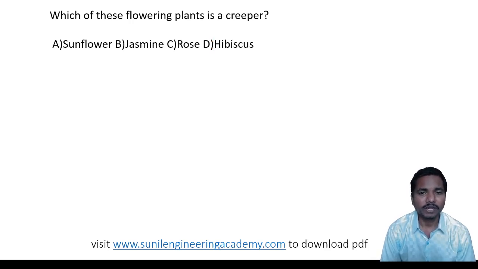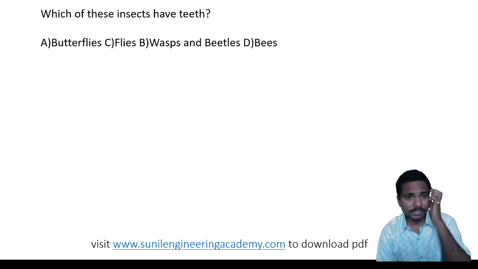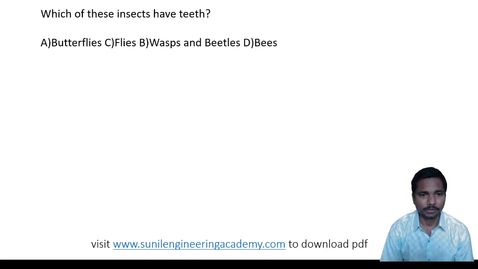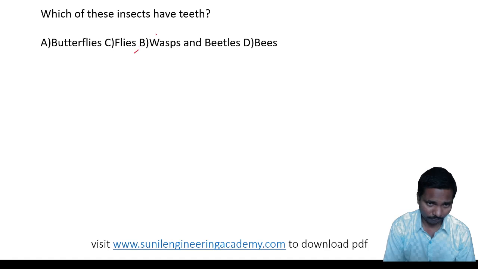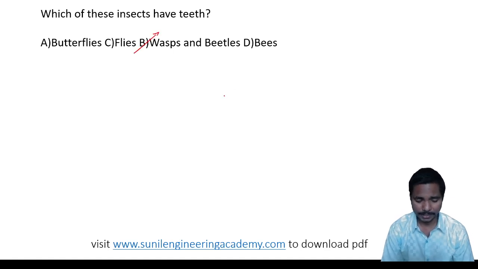Which of these flowering plants is a creeper? Which flowering plants? That is jasmine. Jasmine type of plants is a creeper. Which of these insects have teeth? We know very well, in the case of wasp and beetles, they have the teeth.